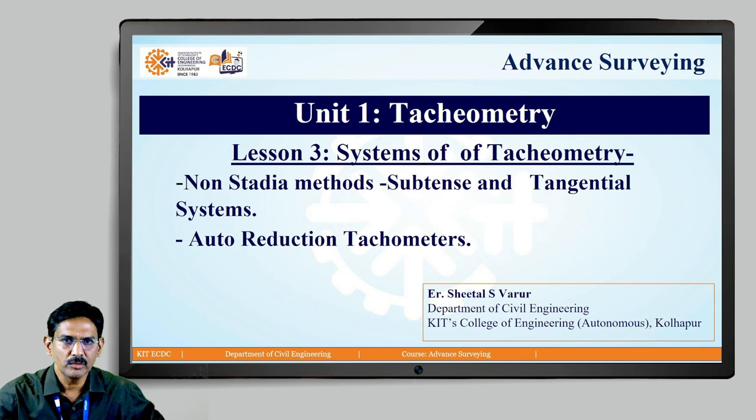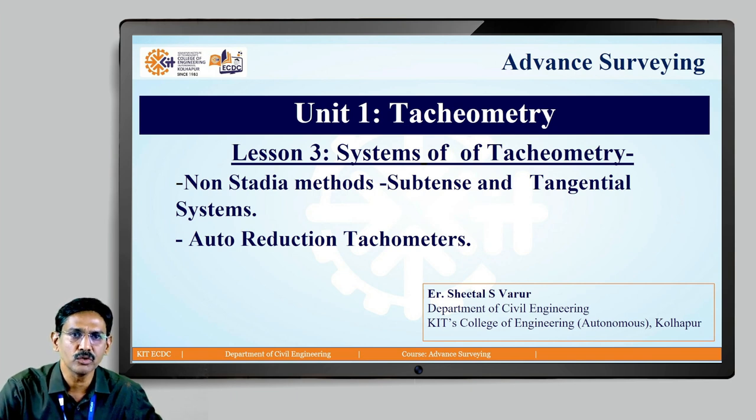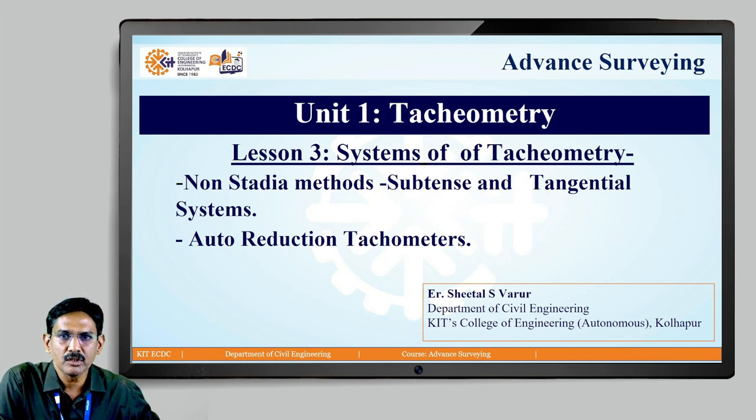We have seen that tachometry is a topic which is indirect surveying. It is a topic where we compute the distance and elevations without the help of any direct methods or modes of measurement like tape or chain. We have already seen the fixed hair method of tachymetry, the principles of the working of tachymetry, and the movable hair method, which were both the stadia methods.